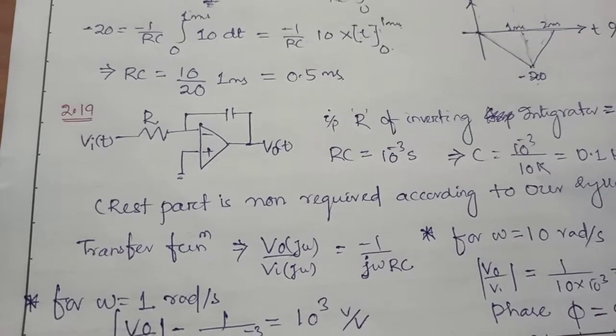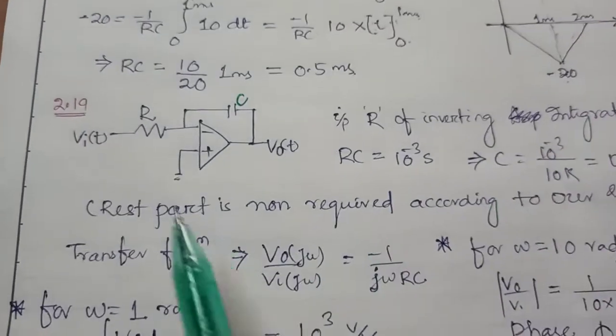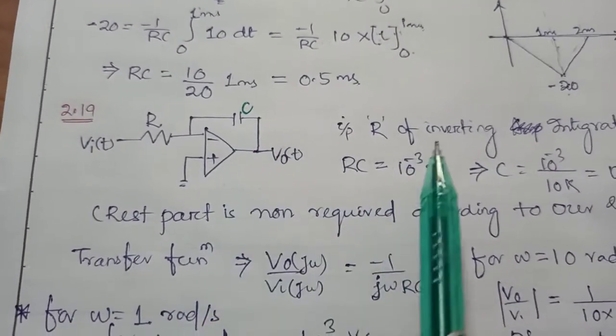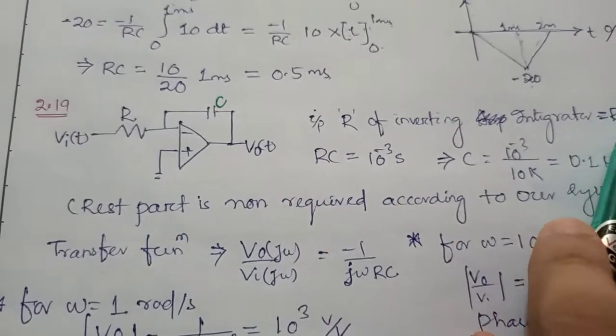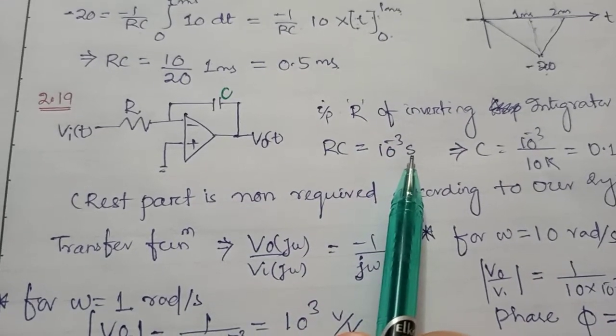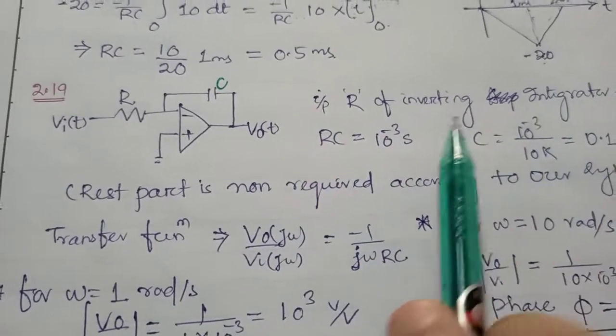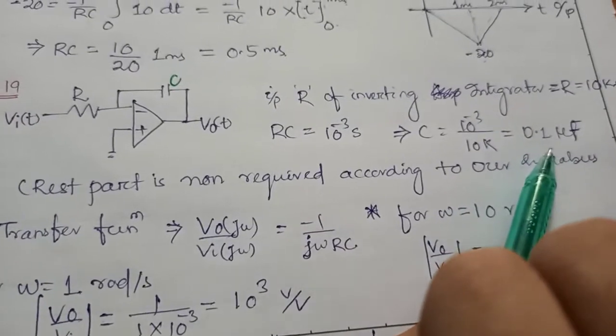In 2.19 it is given a circuit applied to a Miller integrator. This is the resistor, this is the capacitor, and for the inverting integrator our R is given as 10 kilo ohm, and we know the time constant for the integrator is 10 power minus 3 second. Okay, so since our R is 10 kilo ohm, what will be the value of C, which is nothing but 10 power minus 3 upon 10k, that is 0.1 microfarad.